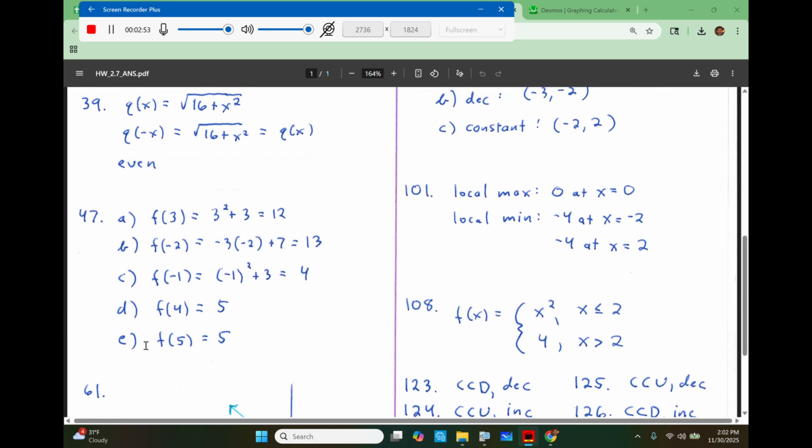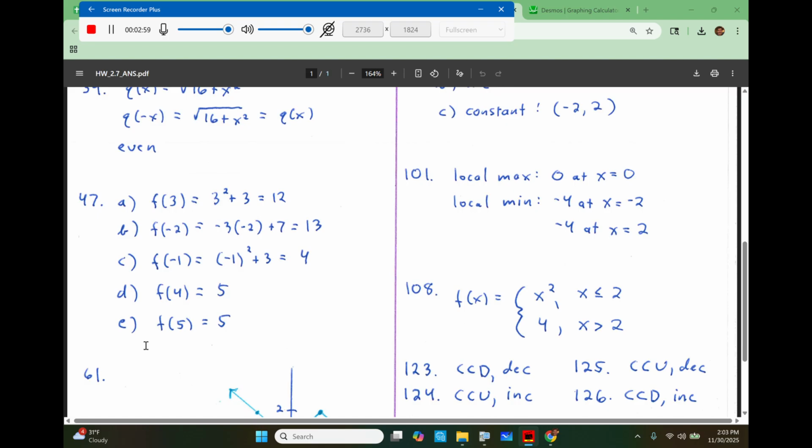Let's check out 47. Okay, so we have a piecewise here. And so we have to figure out which piece do I put the x value in? Because a piecewise function is still a function. Every x value goes to one place. So for x values less than -1, I'm following the top rule. For x values greater than or equal to -1 but less than 4, I'm following the middle rule. And for x values greater than or equal to 4, I'm following the bottom rule.